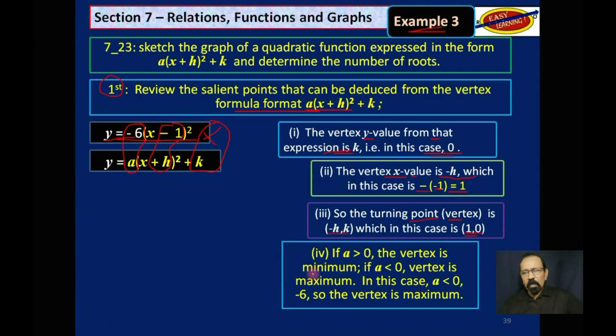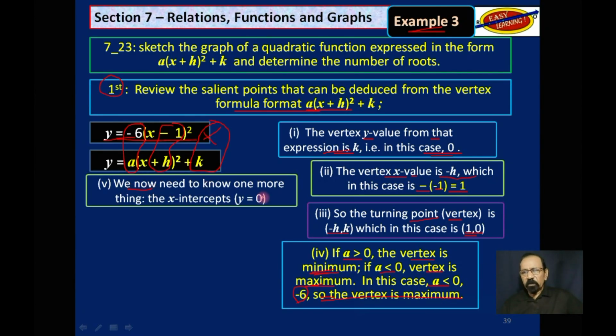Now, is that point a minimum point, or is it a maximum point? If A is greater than 0, the vertex is minimum. If A is less than 0, the vertex is maximum. Now, in our case here, A is less than 0. It is actually -6. So that vertex is maximum. It will be the highest point that the graph will reach.